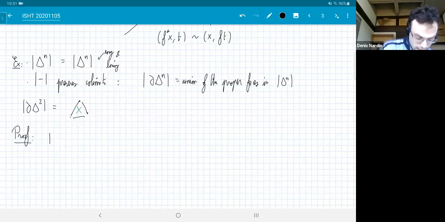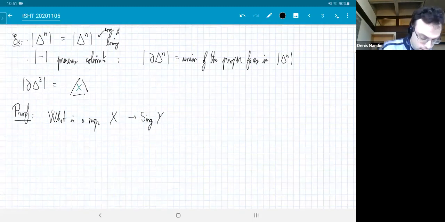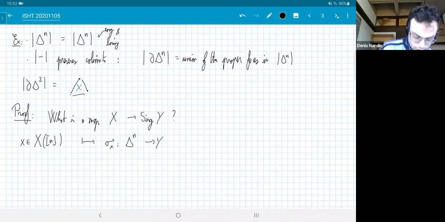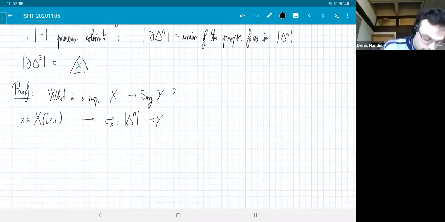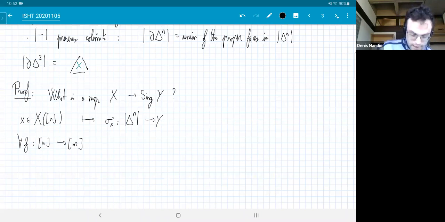So what is a map X to Sing Y? Well, it is a natural transformation, so it is something that sends X brackets n, for every n, to some sigma X from delta n, from the topological n-simplex, to Y. And in such a way that for every f from n to m, we have the pullback of sigma X is the composition.